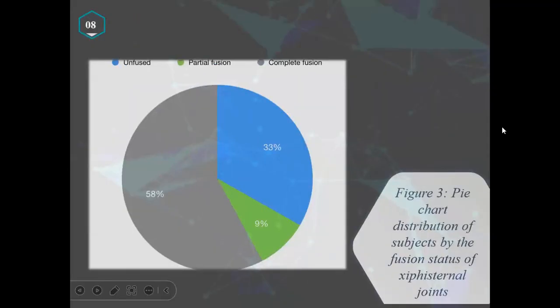This is a pie chart showing distribution of subjects by the fusion status of Xiphisternal joints. 33% of the subjects had unfused Xiphisternal joints, whereas 58% showed complete fusion of the joint, and partial fusion was seen only in 9% of the population.